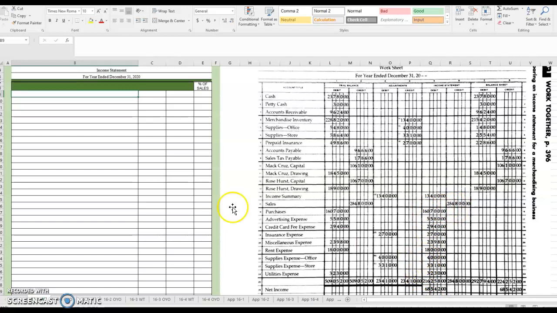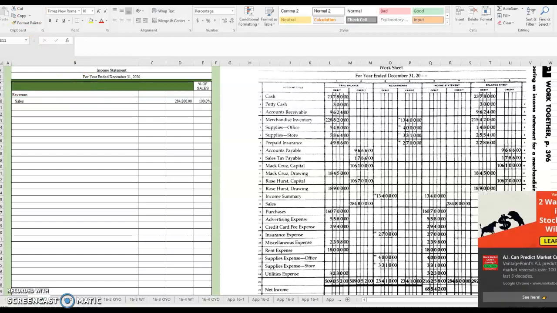So I will start the income statement with revenue. I'm going to pause while I type that information in, and then I'll be back. So you can see I put revenue. The only revenue we're reporting for this business is sales. Notice how I indented that a little bit, and I put it in the credit column because sales has a credit balance. Now, percentage of sales is 100% because everything is based on sales.